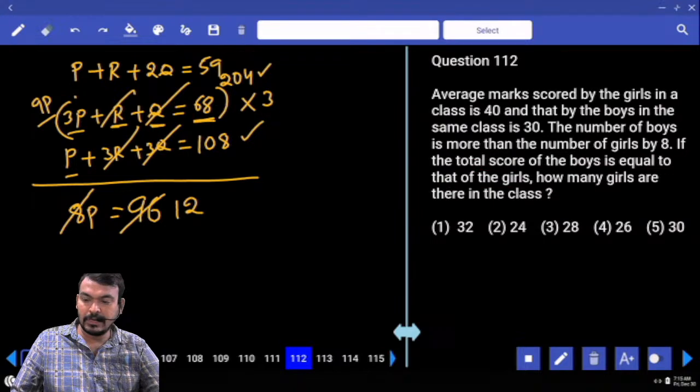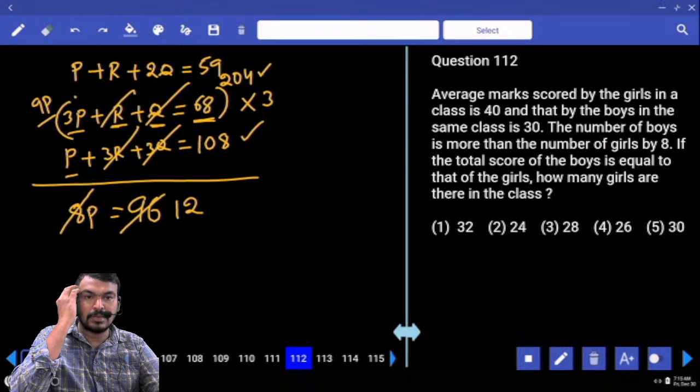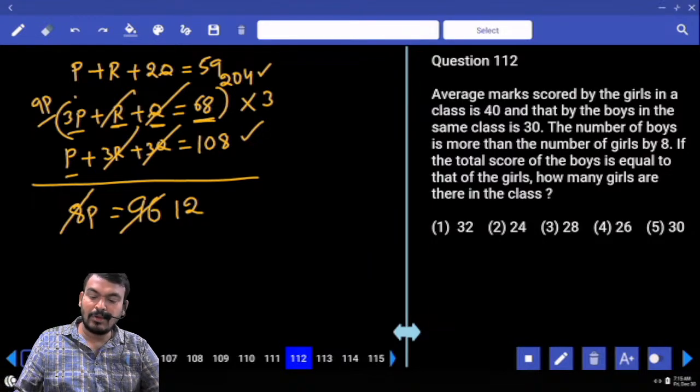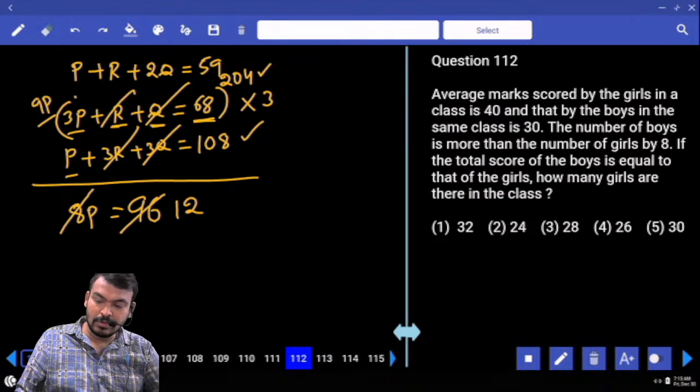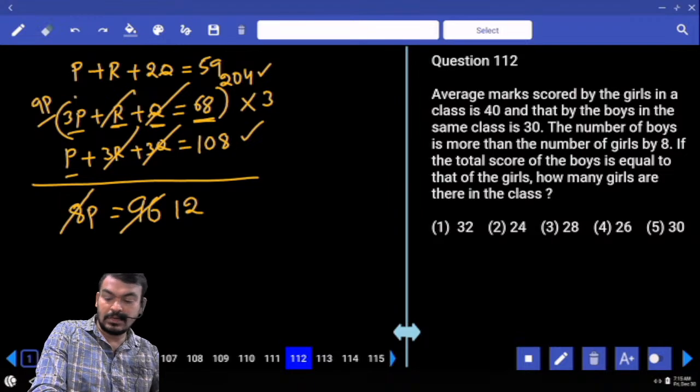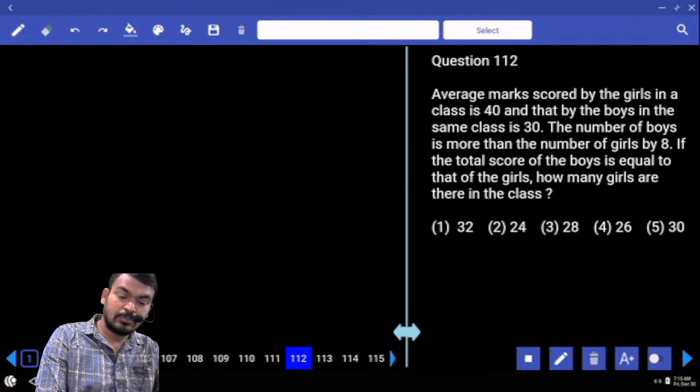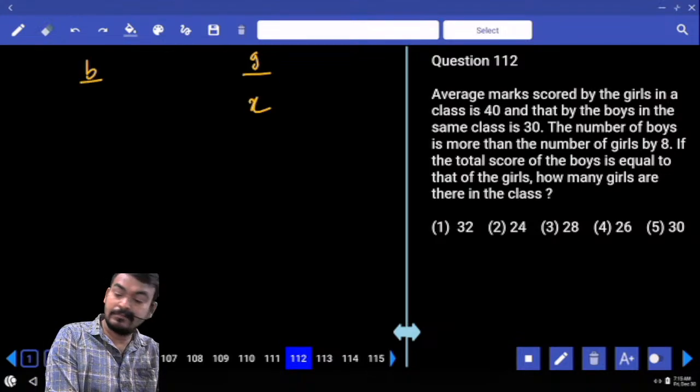The average marks scored by the girls in a class is 40, and that by the boys in the same class is 30. The number of boys is more than the number of girls by 8. If the total score of the boys is equal to that of the girls, how many girls are there in the class? Suppose the number of girls is x. The number of boys is x plus 8.